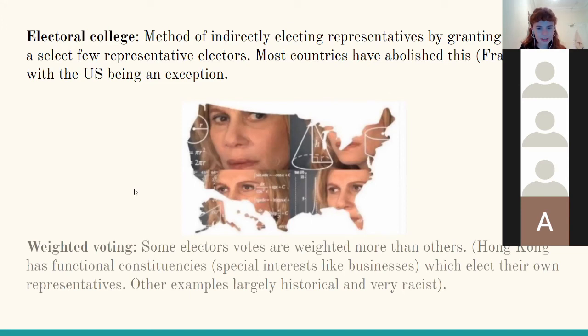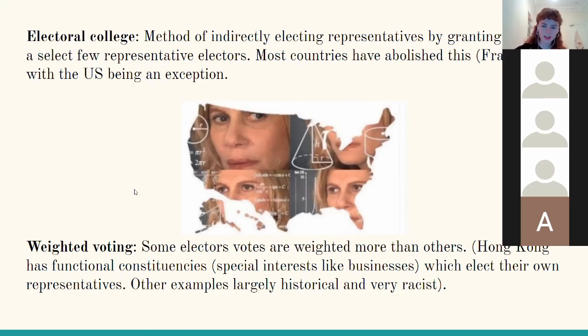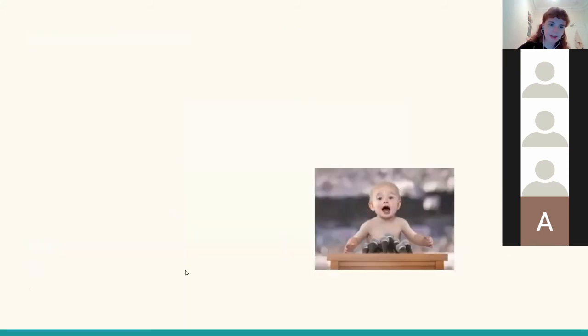You have weighted voting. Some electors' votes are weighted more than others. So Hong Kong is an example of this. They have functional constituencies that are special interests, like businesses that get to elect representatives. So it can be a corporatist thing. Every other example I could find of this was just really awful and kind of racist or classist or just terrible.